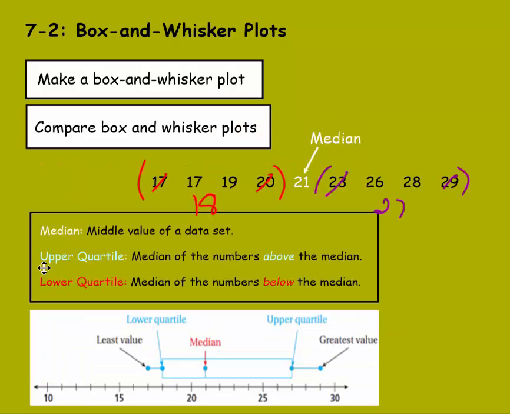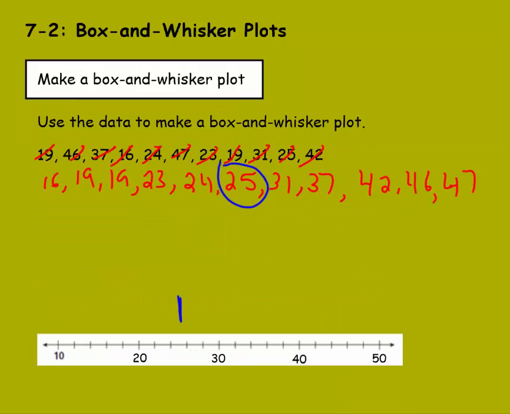Now we need to find the upper quartile and lower quartile. Remember, the upper quartile is the median of the numbers above the median. So for the upper quartile, we have 31, 47, 37, 46, which leaves us an upper quartile of 42. I see 42 right here, so we'll put that mark there. Then our lower quartile will be the median of the numbers below the median. So 16, 24, 19, 23. Here's 19. So here's 19 on that box.